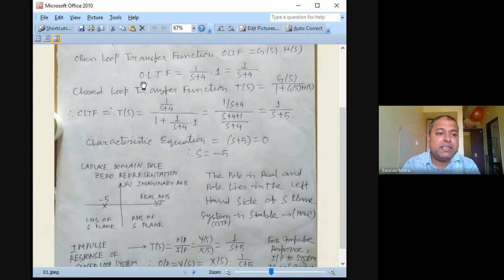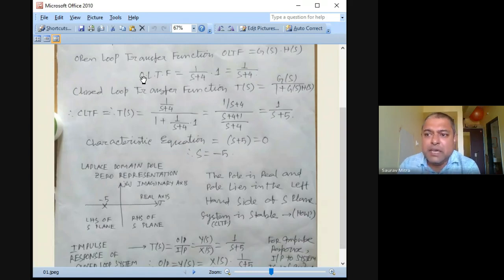Below I have written a closed loop system. What is the closed loop system transfer function? T(s) is equal to G(s) by 1 plus G(s)H(s). Now H is equal to 1, so this is going to be G(s) by 1 plus G(s). So T(s), the closed loop transfer function, is also called CLTF. So two new terms I'm introducing: open loop transfer function and closed loop transfer function.